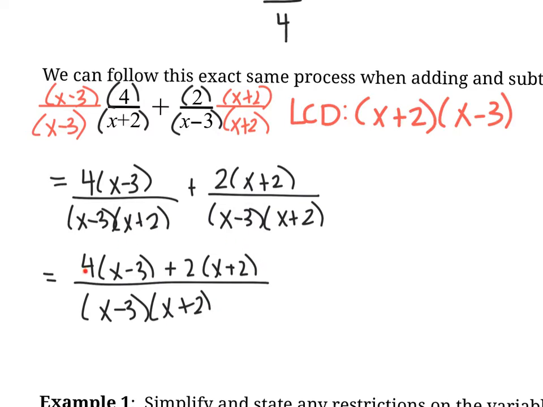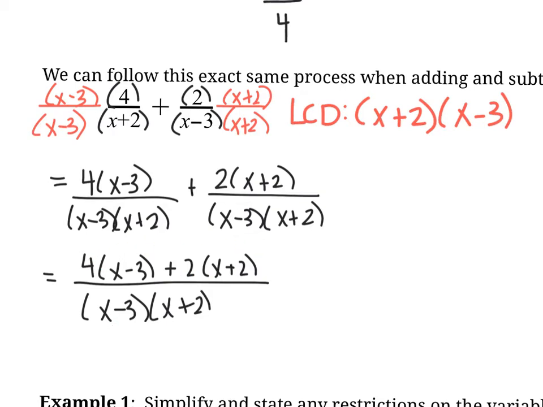Up top, we want to make sure that there's nothing that cancels out between the bottom and the top. Notice I cannot cross these out. If your pen starts approaching your paper trying to cross these out, slap your pen out of your hand. Why? It's not factored in the numerator. So these aren't true opposites. This is not 4 times x minus 3 divided by x minus 3. This is 4 times x minus 3 plus 2 times x plus 2. No. So we cannot cross those out because it's not factored in the top.